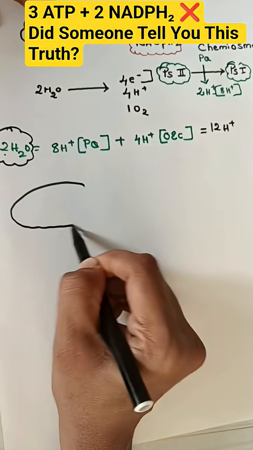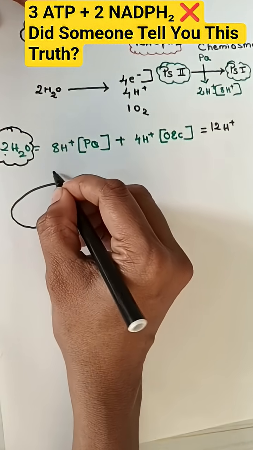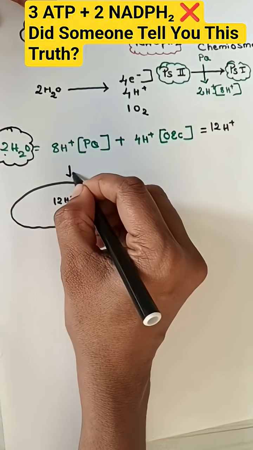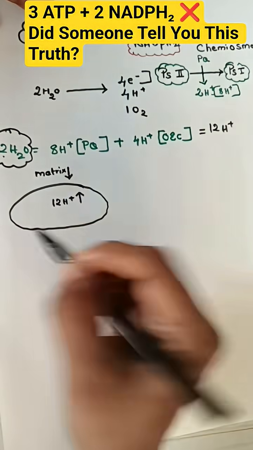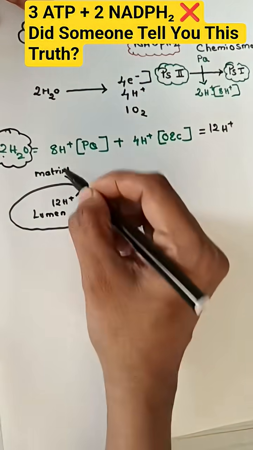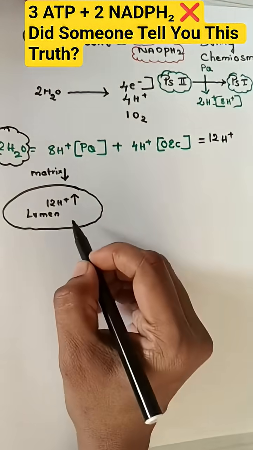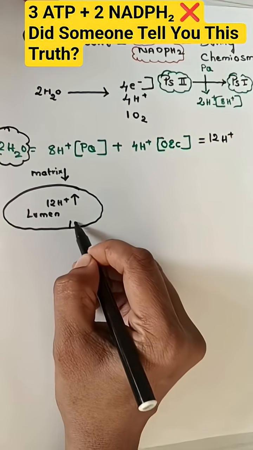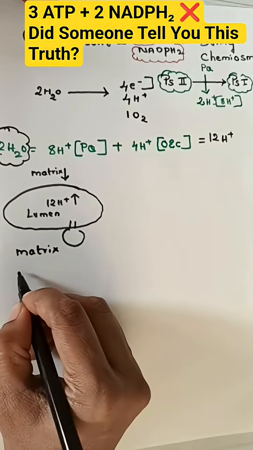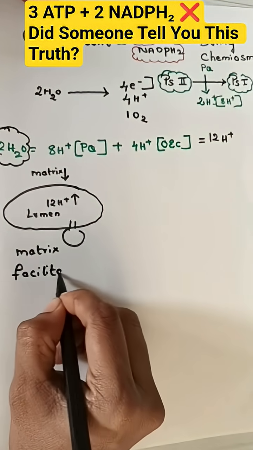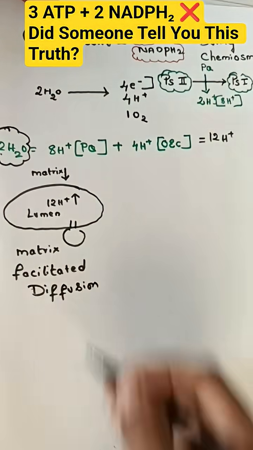Now think of this as the thylakoid membrane. There are 12 protons in the lumen, and very little proton concentration in the matrix. In the matrix the proton concentration is low, and in the lumen it is high, which you call the proton gradient force or electromotive force. This excess of protons has to return from the lumen into the matrix again, through a process called facilitated diffusion.